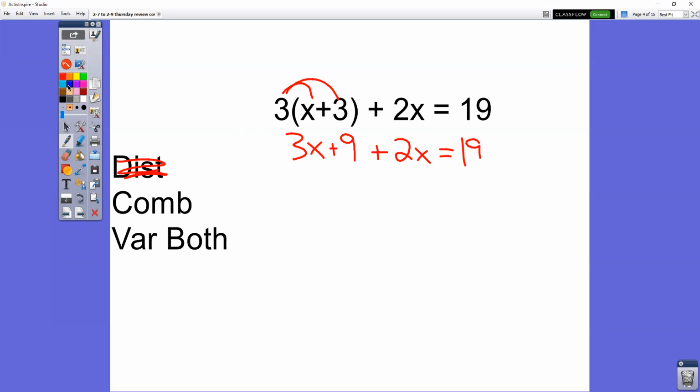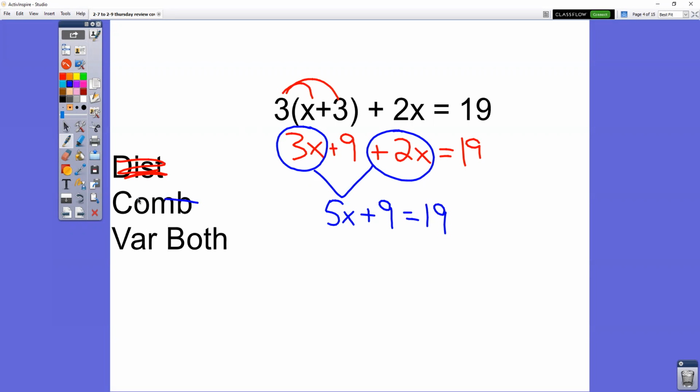Now you're looking for combining like terms. This is where we have letters or just plain numbers on the same side of the equal sign. We have a 3x and a 2x on the same side of the equal sign, so we can add together our like terms. Bring down our plus 9, bring down our equals 19. Do we have variables on both sides? Do I have a letter on one side and a letter on the other side? No, I don't have variables on both sides this time.